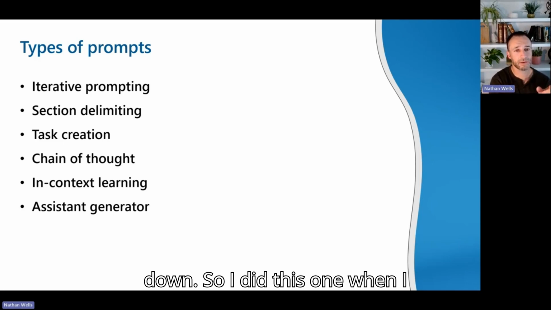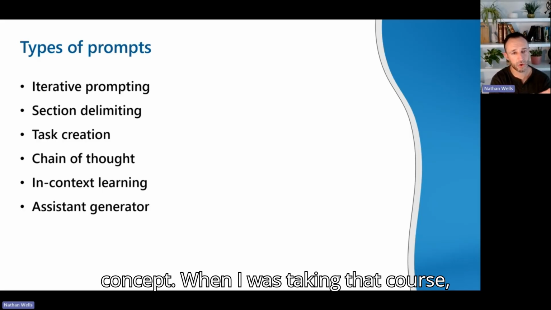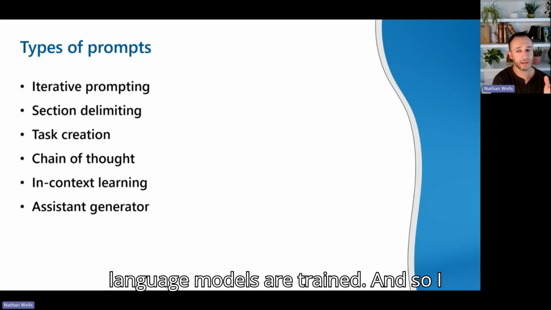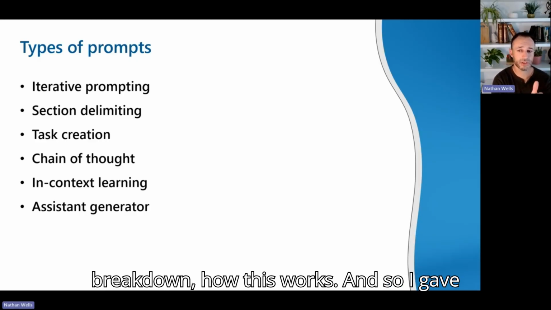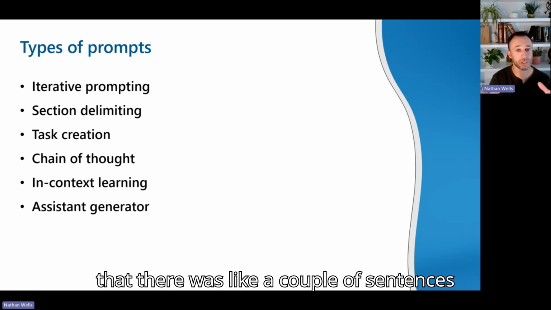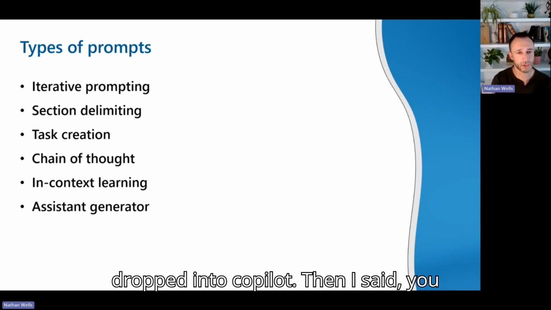I did this concept when I was taking that course, the AI 900, of understanding how AI, large language models, are trained. And so I said, help me understand, break down how this works. And so I gave it the prompter on what I was learning. There were a couple of sentences I copy and pasted out of the course and dropped into Copilot.